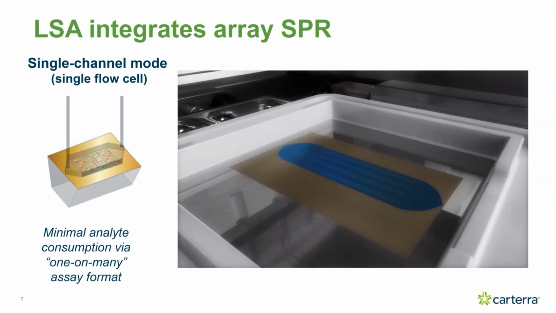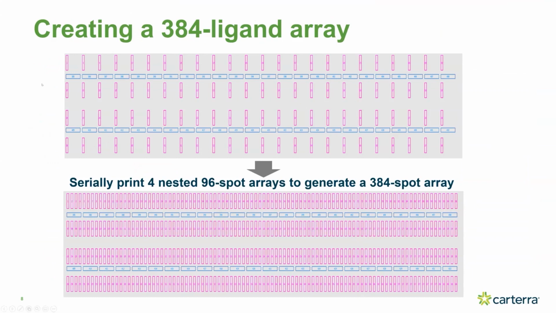To highlight a little bit more about how this is arranged, in the top image, the pink vertical rectangles represent the individual flow cells of a single docking of the 96 channel manifold. And then down below is a completed 384 array where we've done 3 additional inset prints or capture steps with the manifold to create the 384 array.